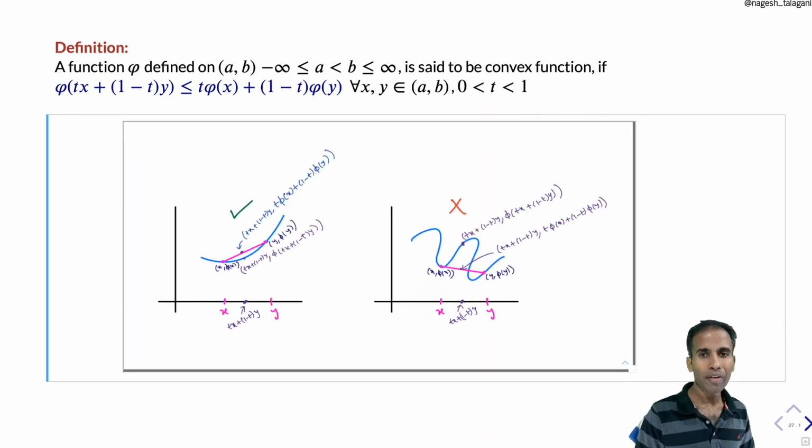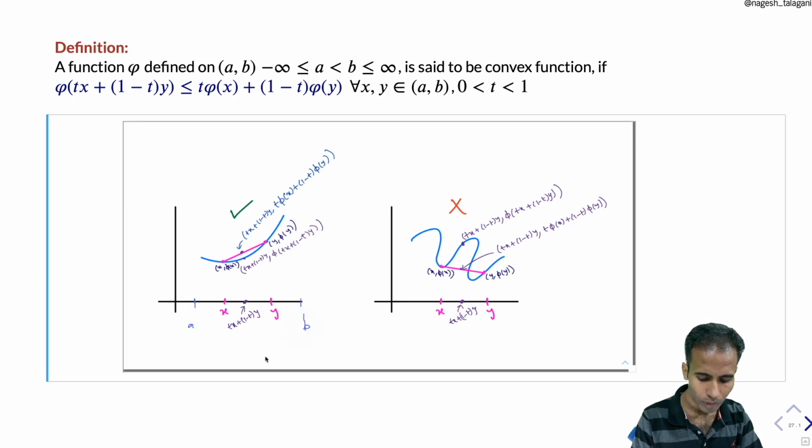Okay. Here I have taken two examples. One is convex, the other is not convex. Let me explain why the first one is a convex function. Let's say x and y are between a and b, and 0 less than t less than 1. Then tx plus (1 minus t)y sits somewhere between x and y. Let us say this is the location of tx plus (1 minus t)y.